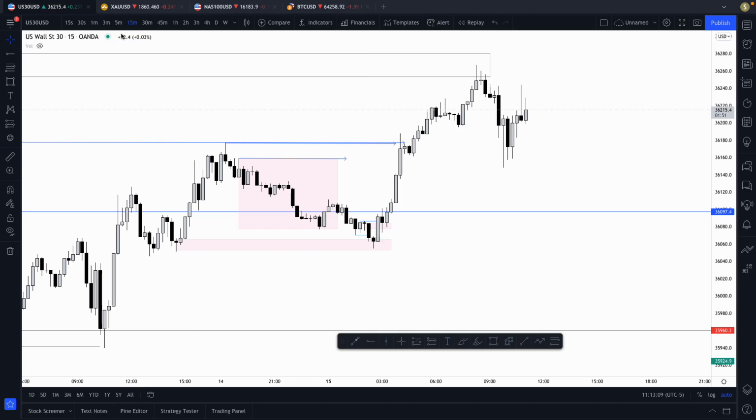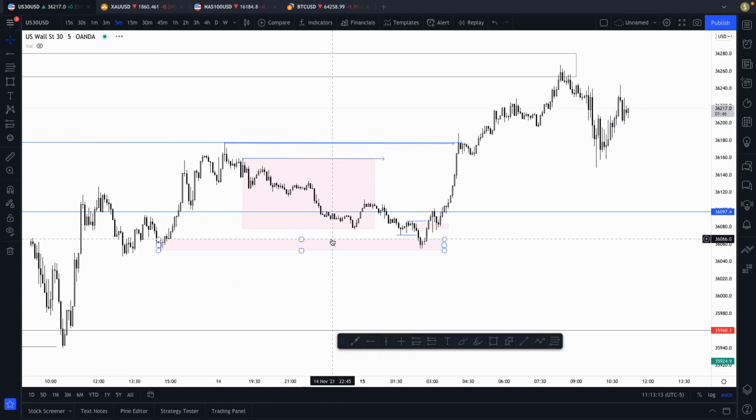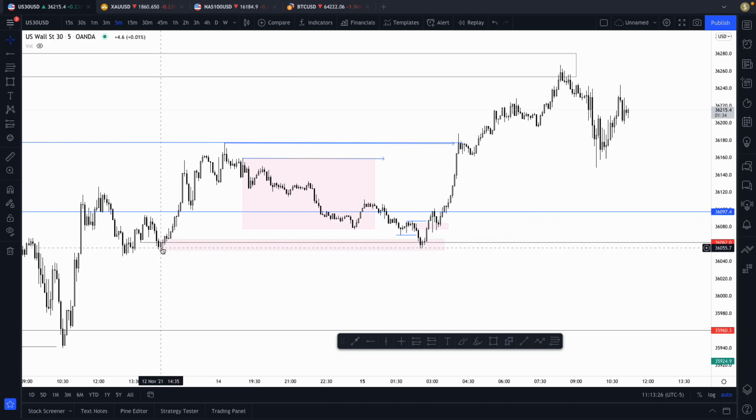But the only reason that I was confident with this entry here was this. We create this. You see? We run here. We create this level. If you don't know, this is what I'm talking about. We run that area. You see? We run that area. Then we create this demand level, drop, base, rally. Then we break structure. At the same time, the Asian low created inside my zone. Why not take the trade here?